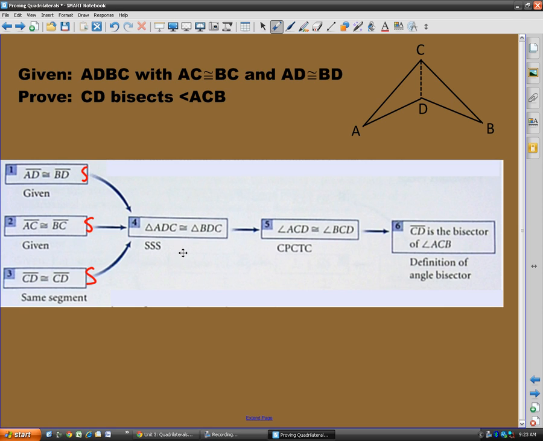Once we've proven the triangles congruent, we can say that the angles are congruent, the top angles that we needed. That's what we were trying to prove, by the corresponding parts of congruent triangles are congruent. And then finally, we can say, since these two angles are the same, this dotted line cuts the big angle in half to make two congruent angles, and that's by definition of angle bisector. These proofs are exactly the same, but they are just written out in different forms.